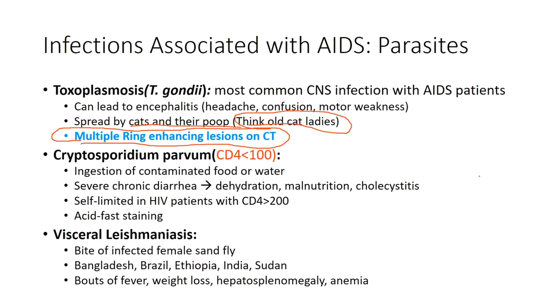Cryptosporidium parvum. So we talked about this in our GI section. This is a very common cause of persistent diarrhea in patients. This is associated when you have CD4 count less than 100, and it's due to contaminated food and water or swimming pools and stuff like that. It's very common in children. It's the most common cause of chronic diarrhea in children, and it causes dehydration, malnutrition, cholecystitis in HIV patients, and it could be self-limiting in HIV patients when they have a CD4 count greater than 200, but when it's less, it's a problem.